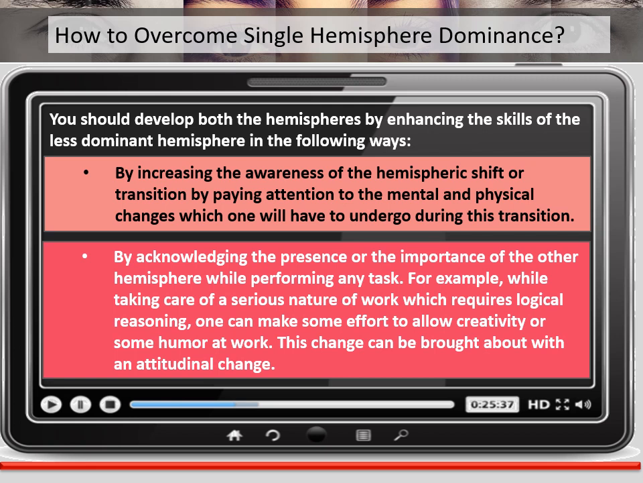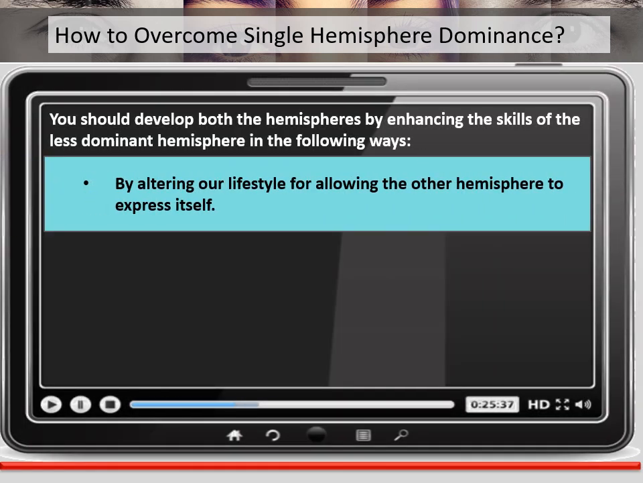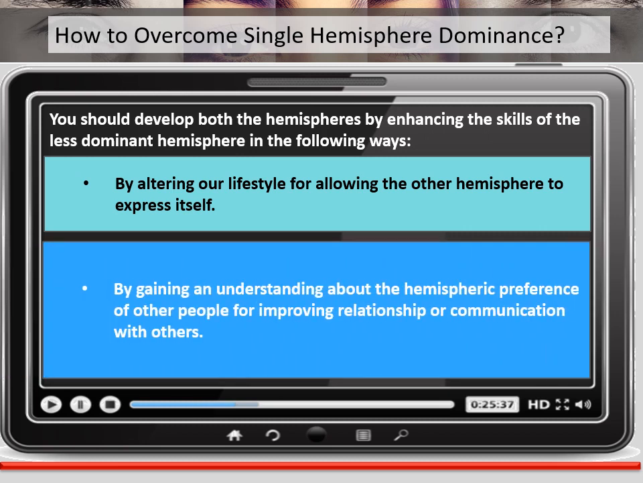One can make some effort to allow creativity or some humor at work. This change can be brought about with an attitudinal change. By altering our lifestyle for allowing the other hemisphere to express itself. Gaining an understanding about the hemispheric preference of other people for improving relationship or communication with others.